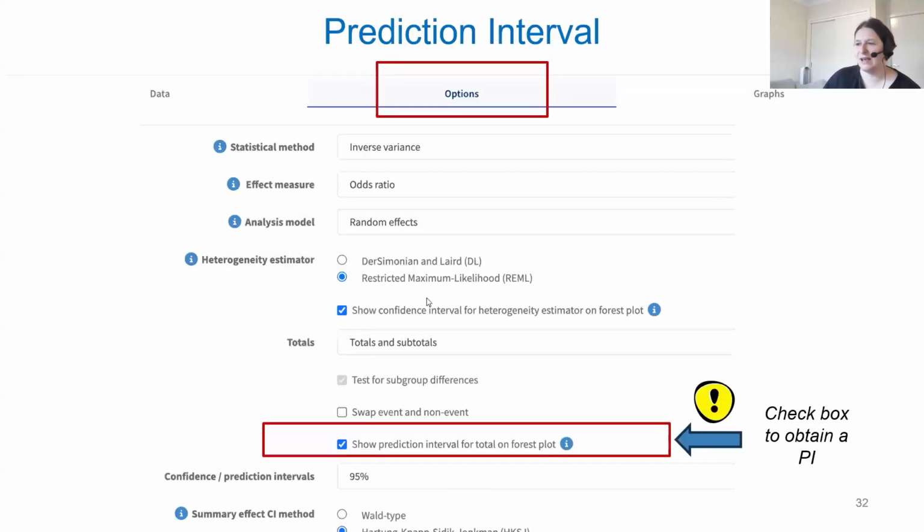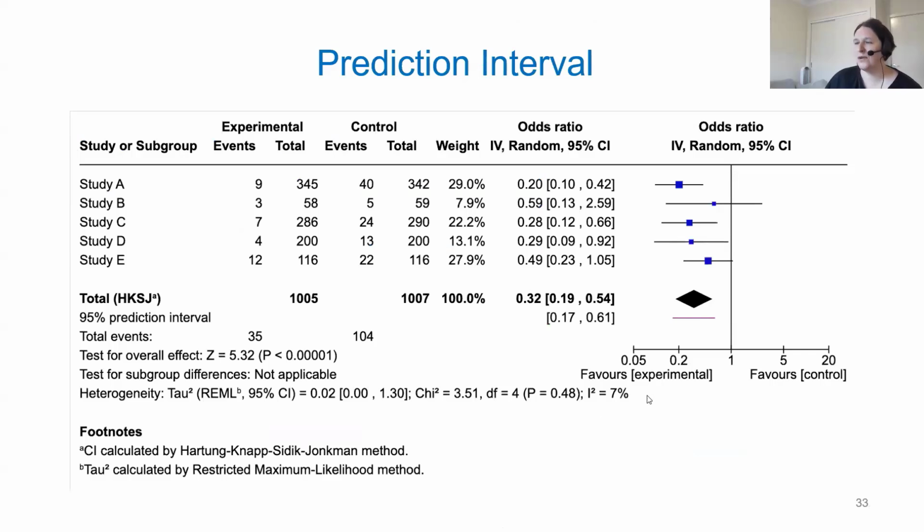Under the options, you can just select the prediction interval. There is a tick box at the bottom, and you can also specify the particular level of that confidence and prediction interval, I should say. And here's an example of one.